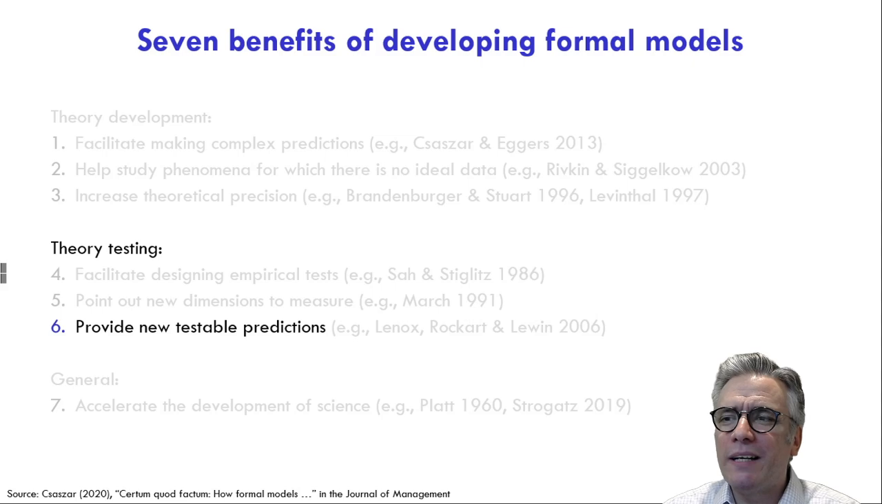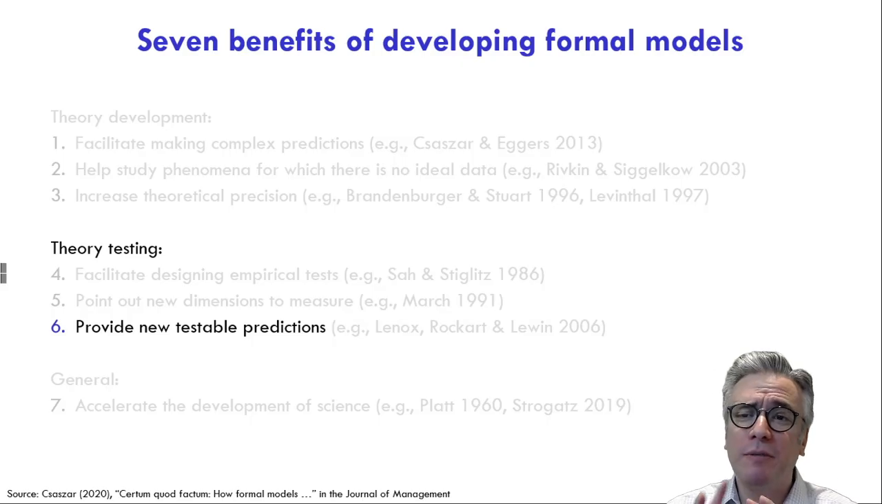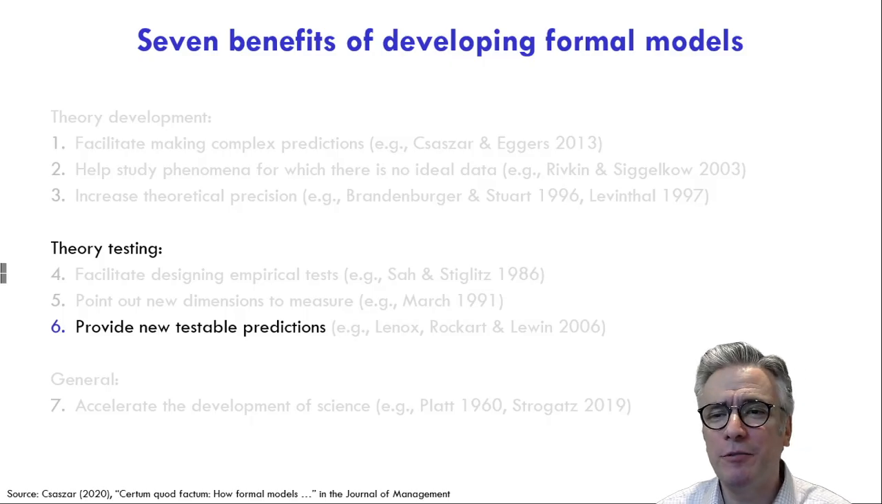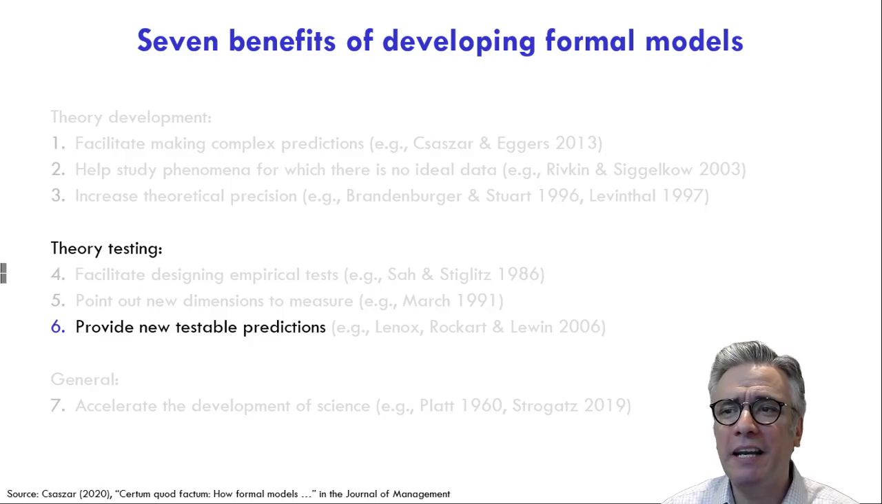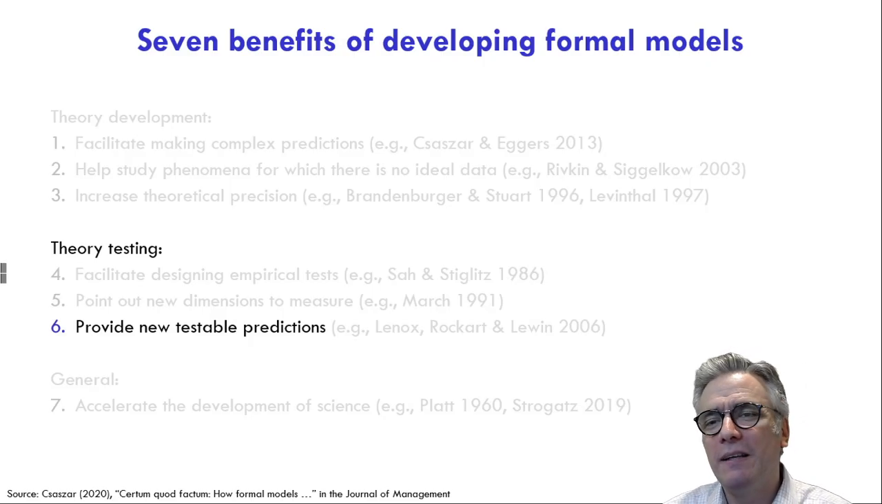They also provide testable predictions. The literature I mentioned that starts with Levinthal 97 on adaptation and on NK landscapes produced a number of predictions. And there are several papers now that have tested some of these predictions. One example is this paper by Lenox, Rockart, and Lewin that looks at the effect of complexity on profits in a given industry.